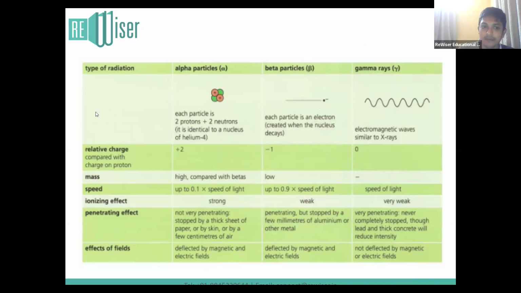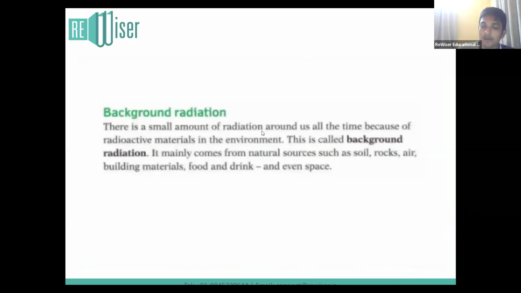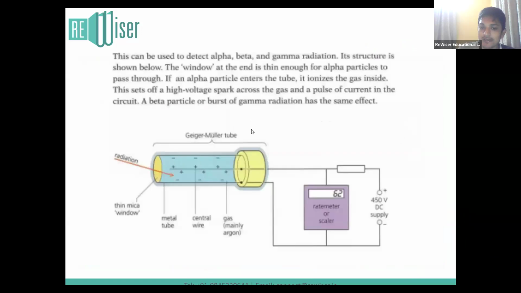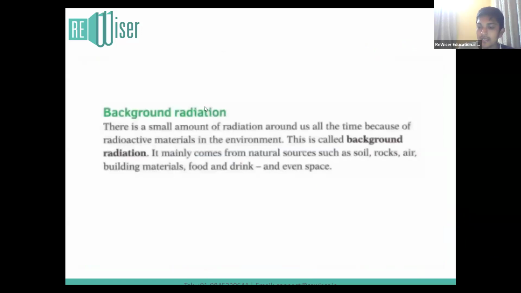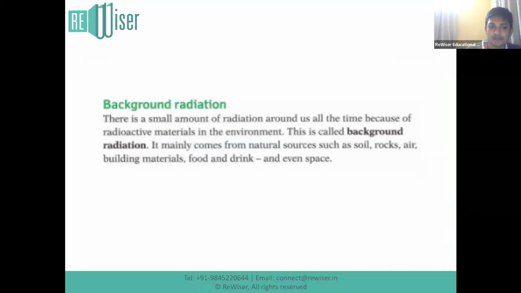Okay, fine. Now, we also need to understand what background radiation is. But before we move to background radiation, I need to explain how reactions are written for alpha, beta, and gamma radiations or emissions, let's say. So let me start with alpha first. Alpha is very simple.